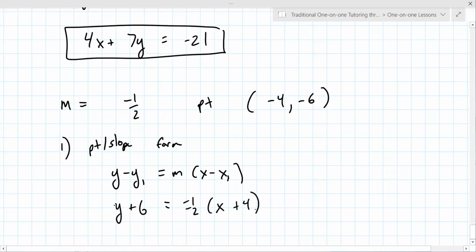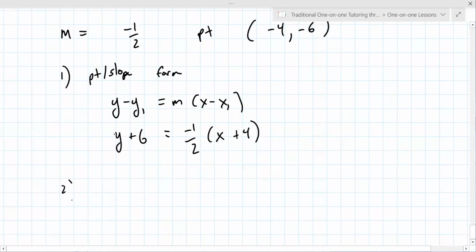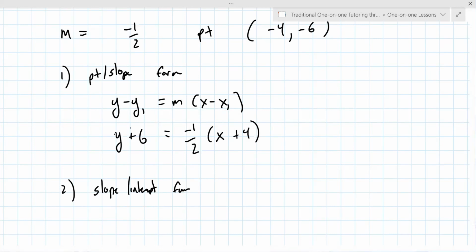Great. So now we're gonna do the second thing, which is to put it into slope intercept form. You have to take this previous line and you have to solve for y. Okay, so I'm just going to mute myself. I just need to step away for 30 seconds, but give that a try. You're going to solve the previous one for y.